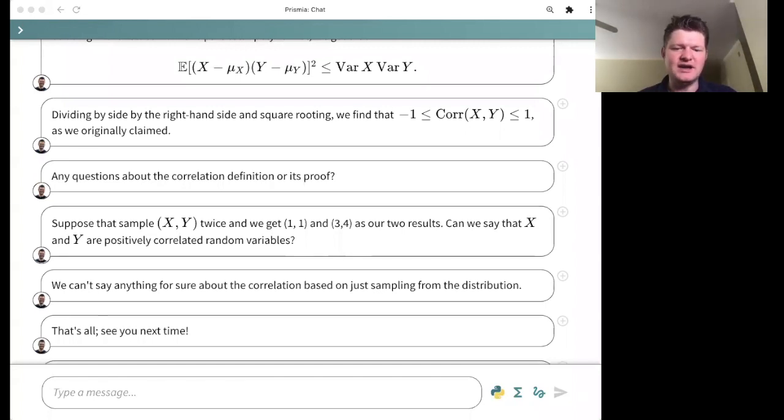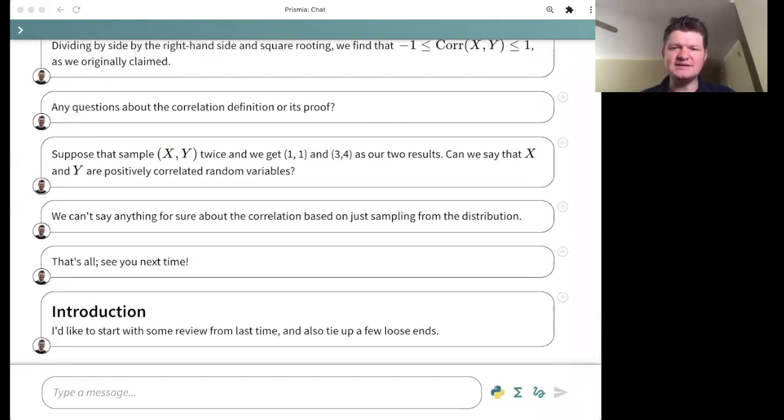I'd like to start out as usual with some review from last time and also maybe tie up a few loose ends that became apparent to me that should be addressed in last class. So I want to start with the thing that we ended with last time, which is correlation.